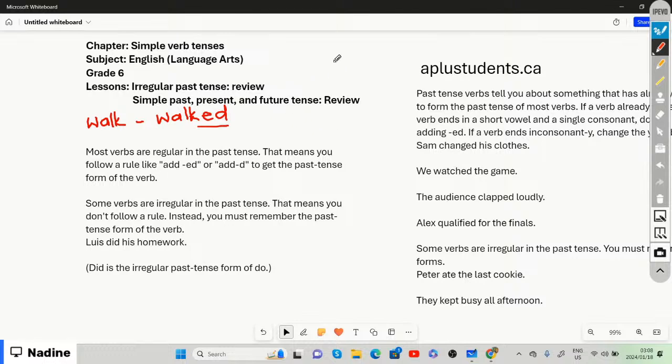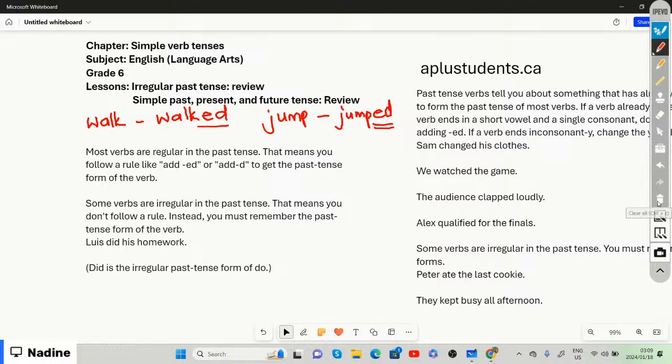Another example would be jump. Jump shows the present tense, but in the past tense, we will say I jumped. So we added ed. That is why we say the verbs are regular and follow a specific rule, like adding ed or adding d to get the past tense form of that specific verb.